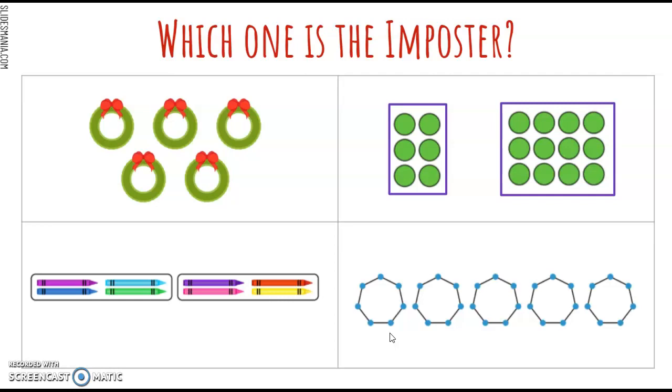Did you think the wreaths were the imposter because they're all separate and not in groups? Or maybe you saw them in just one group of 5. Maybe you thought the heptagons with the blue dots were the imposter because there are 5 groups of 7 dots, which gives you an odd product. Did you think the crayons were the imposter because they are in 2 equal groups? Perhaps you thought the green circles were the imposter because the groups aren't equal.